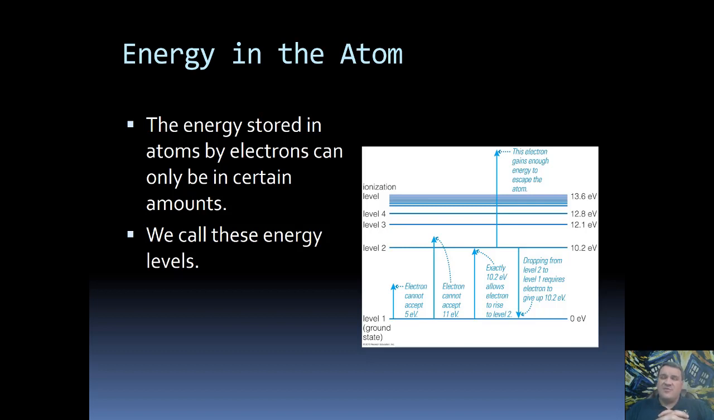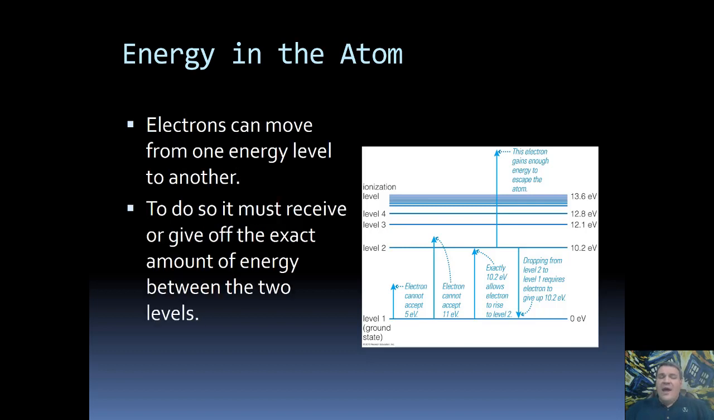So we sometimes refer to these different distances away from the nucleus as energy levels. The electrons are only allowed to be at specific places, at specific distances away from the nucleus, and therefore they have to have very specific energies to be in those locations. Now, electrons are able to move from one energy level to another, but to do so, they have to either gain or lose the exact right amount of energy.